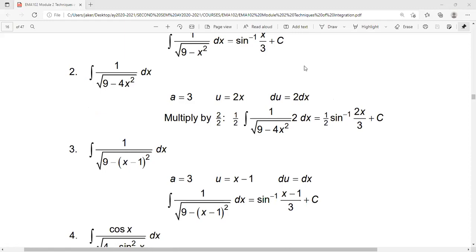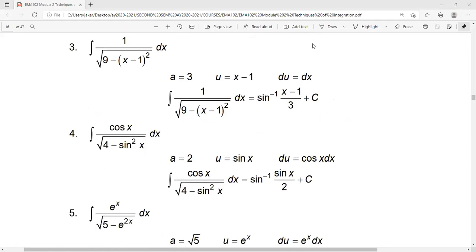Clear my markings. What about this one? So you'll have here an a, which is 3, is still radical, and your u is x minus 1. Your du is still dx. So same thing, it's still an arc sine of u. So your u now is not just x, but x minus 1 over 3. Okay? Now, we'll go further down.